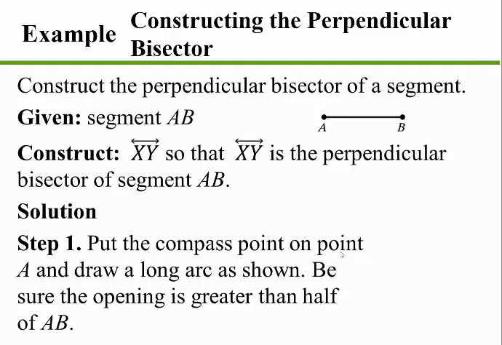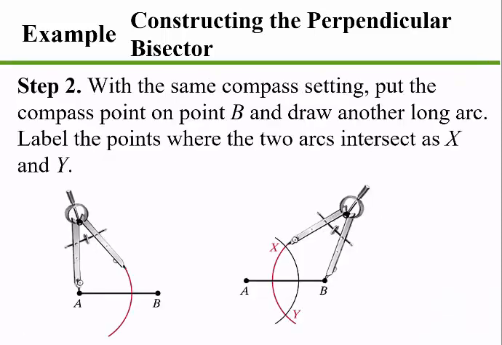Be sure the opening is greater than 1/2 of AB. So I'm going to put my compass here. You're going to eyeball it a little bit, but it won't be too much. Just draw this arc so that you're sure it is greater than 1/2. The next thing you're going to do, with the same compass setting, so it's the exact same size, put the compass on point B over here, and draw the same arc, another long arc. Label the points where the two intersect X and Y right there.